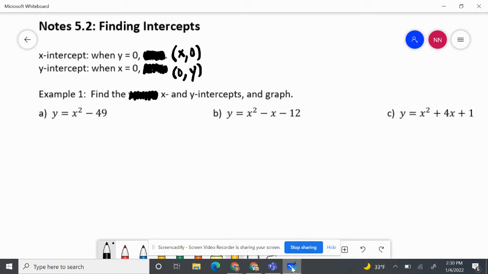Today what we're going to do is find the intercepts, both the x- and the y-intercept. How we find the x-intercept is we plug in a 0 for y, and how we find the y-intercept is we plug a 0 in for the x.